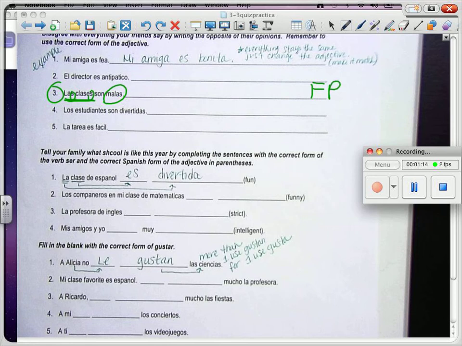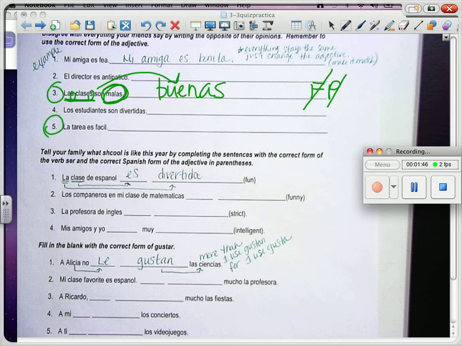So whatever word I pick as the opposite of this adjective malas, I have to make sure that it's feminine and plural. So if malas is bad, what is the word for good? If you said buenas, you were right. So we know that bueno is the word for good. It ends in an O. How do I make it feminine? I have to put A. How do I make it plural? I have to put S. So las clases son buenas. That's the opposite.